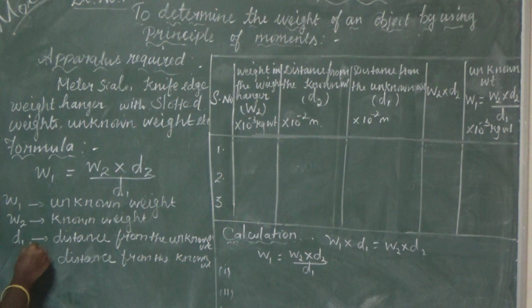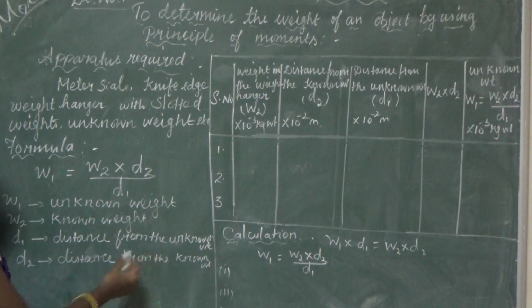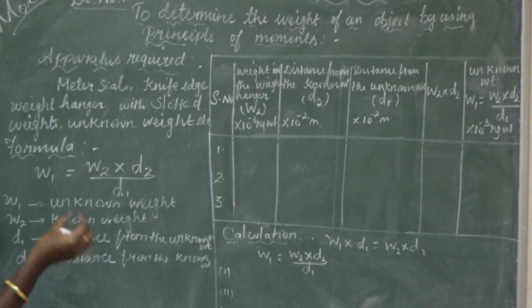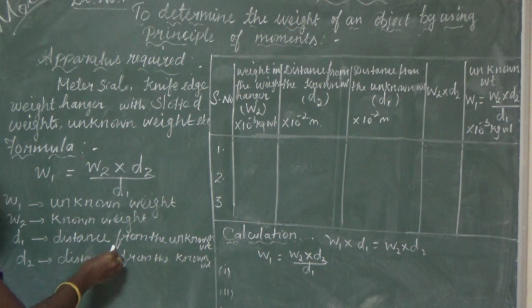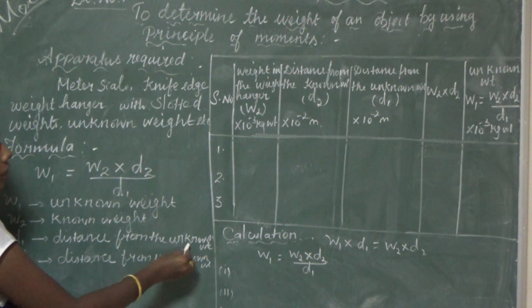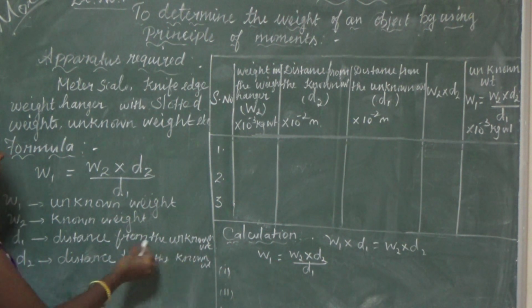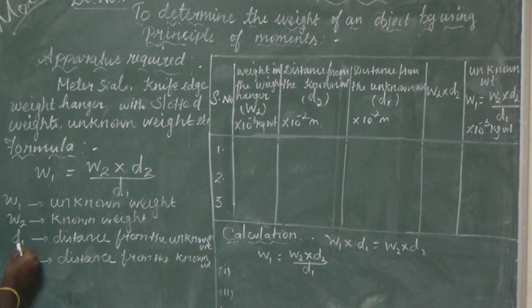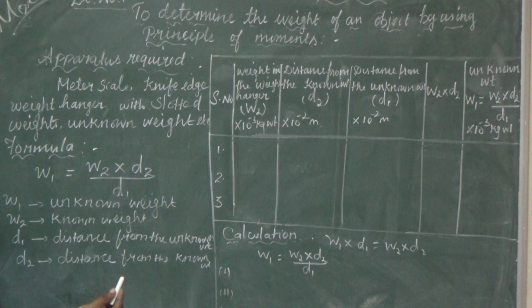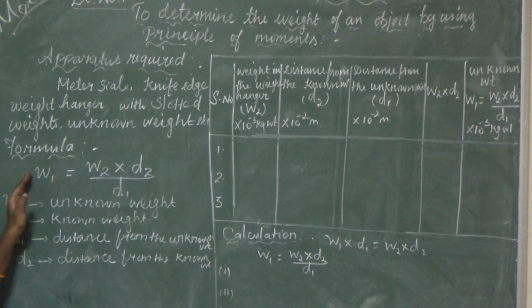Then D1 is the distance from the unknown weight. From the center point, we want to measure the distance to the place where we have the unknown weight. Then D2 is the distance from the known weight. The known weight means we add 50 gram, 100 gram like that, and from that we measure the distance. So this is the formula.